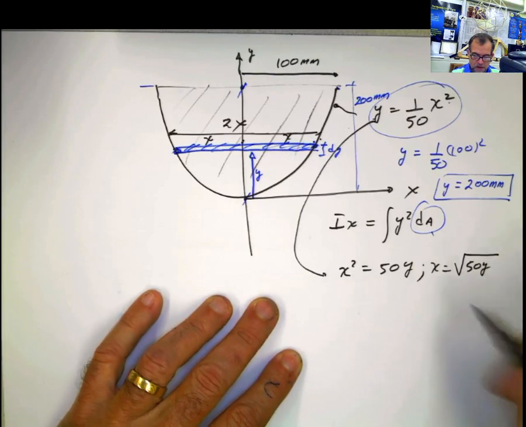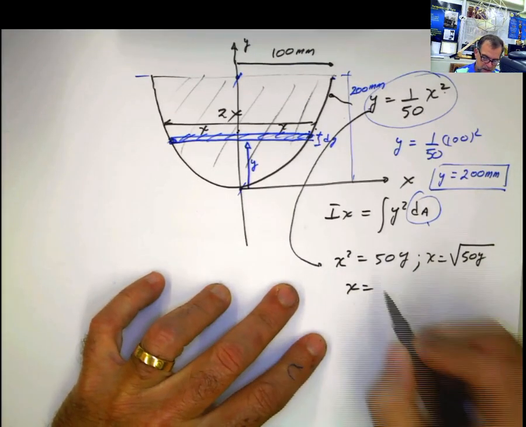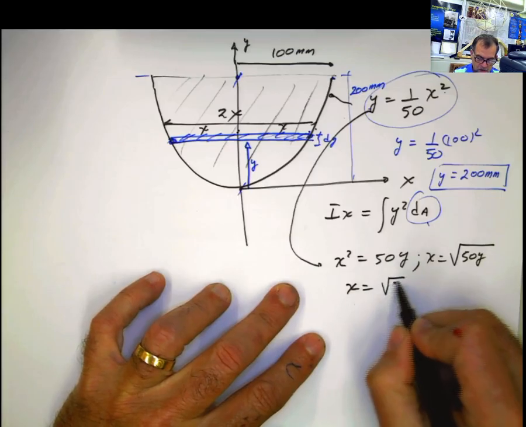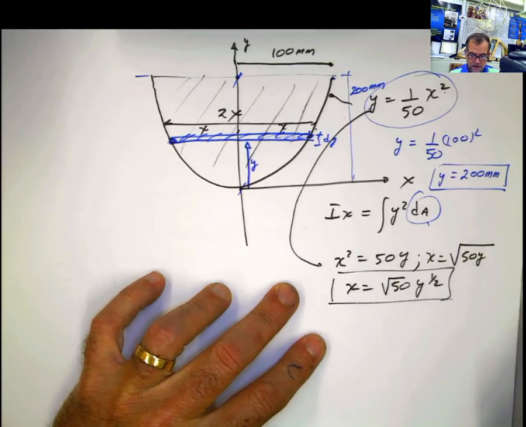And I'm going to put this just in terms that are easier to do the integration. So I'm going to say that x is equal to square root of 50 multiplied by y to the 1/2, which is the same thing. I'm going to keep this like that.